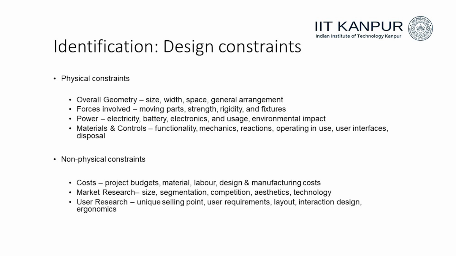Okay. You might be constrained by electricity, batteries, electronics, usage and the environmental impact, and you might be constrained by the materials and the controls, the functionality, the mechanics, reactions, the operations in use, the user interfaces and the disposal. So, these are some of the physical constraints that you may have to think about. Okay. So, if you are developing a toy for a cat, it can't be as big as this room, right. So, there will be certain size, width and space and general arrangement that you need to think about. You need to think about the forces in your product, maybe the power, maybe the materials and controls.